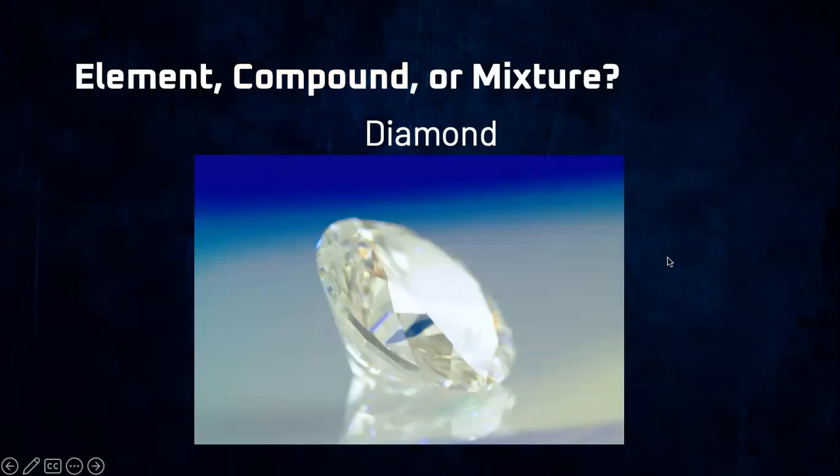All right. Okay, I have some answers coming from chat. For diamond, it is an element because diamond is made of one simple element called carbon.